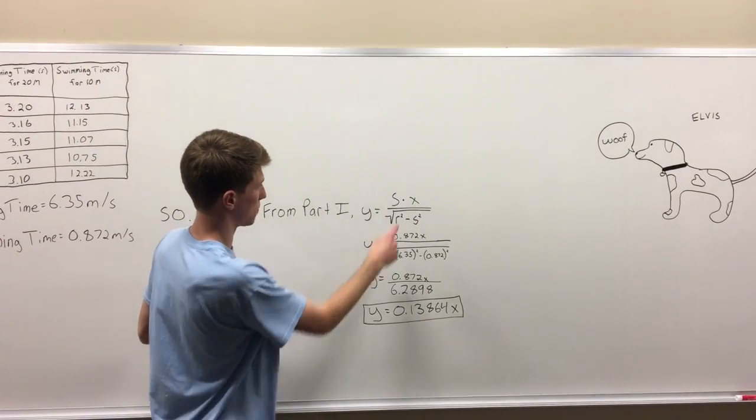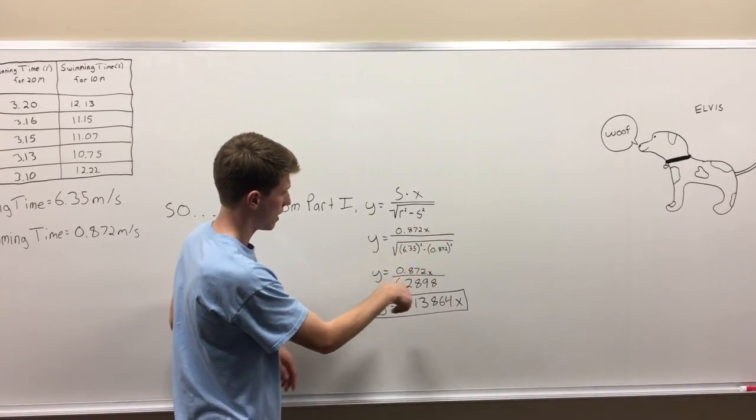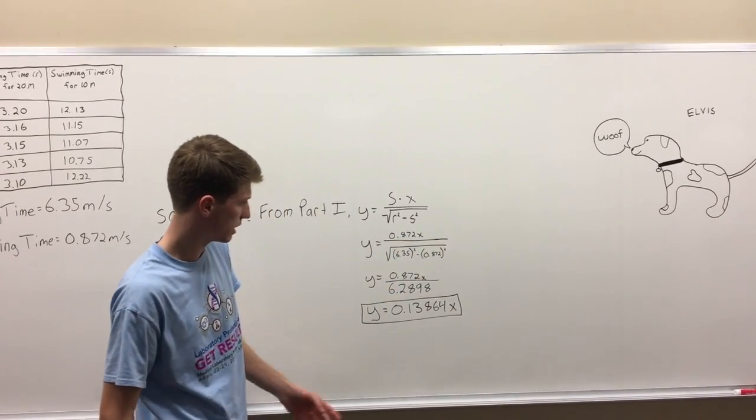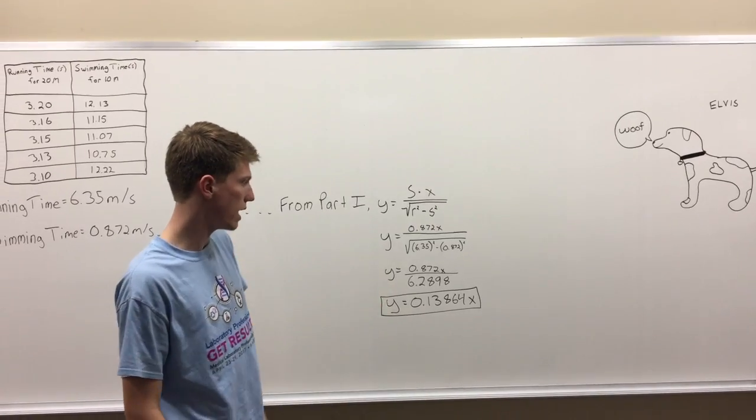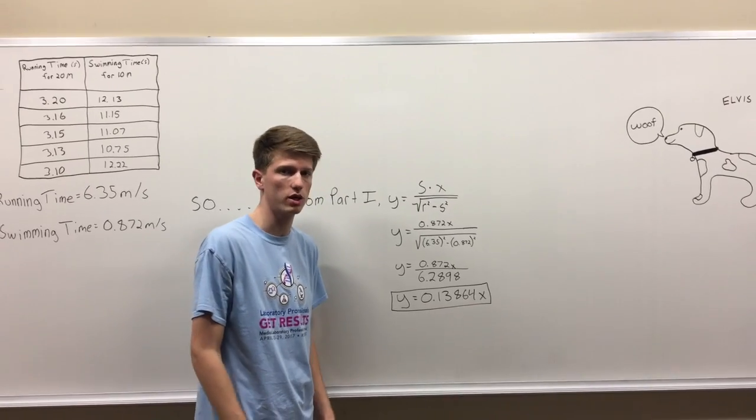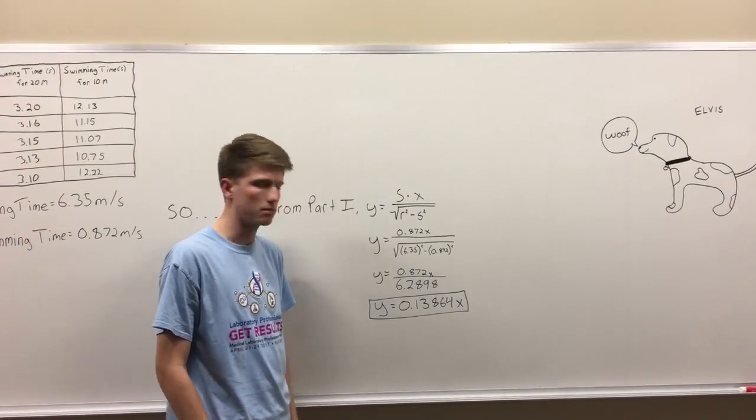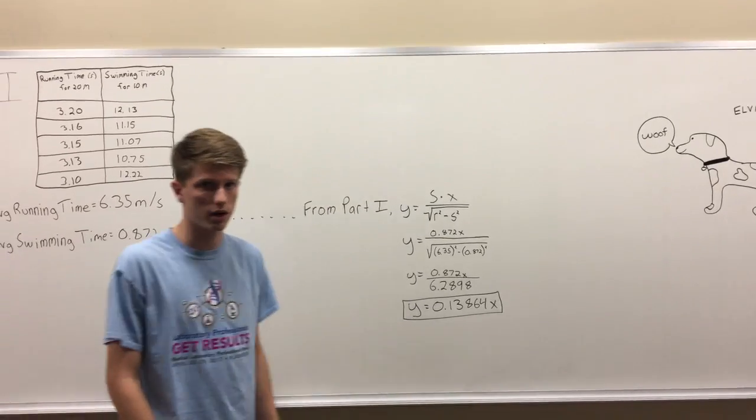So basically, we just plug in the S right there, we plug in the R and S, we square it, then take the square root, and it gives us the relationship here: Y equals 0.13864x. We can use that in later parts to compare the optimal point for the dog to jump into the water to where the dog Elvis actually jumps into the water.